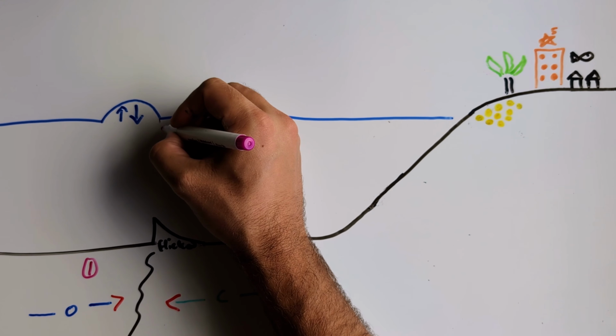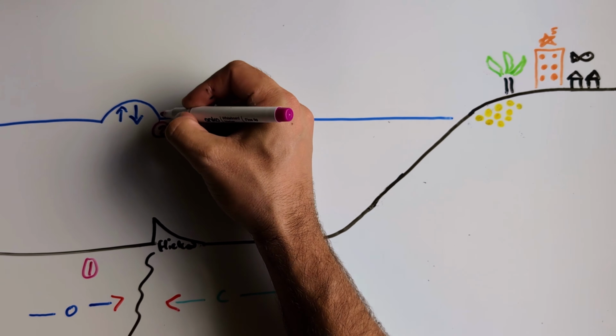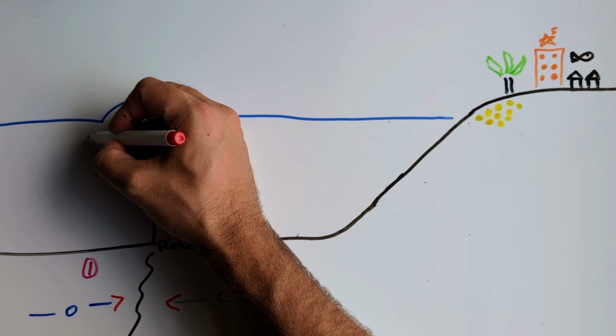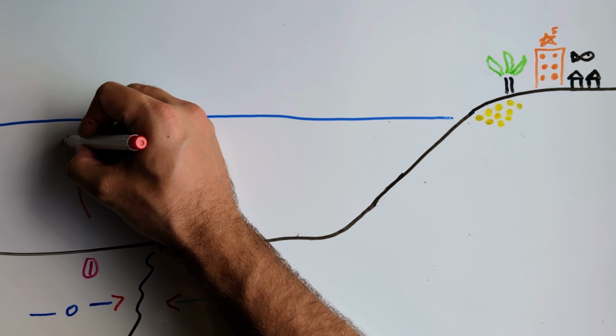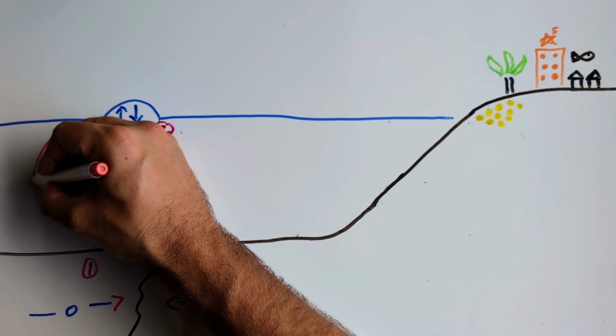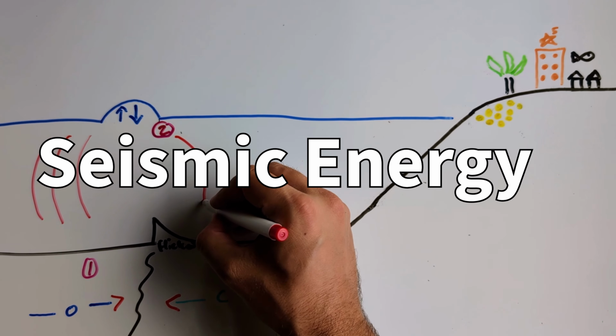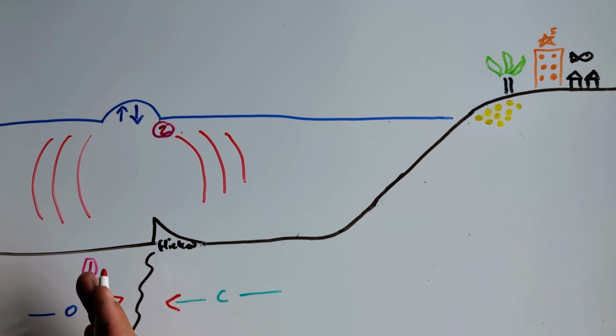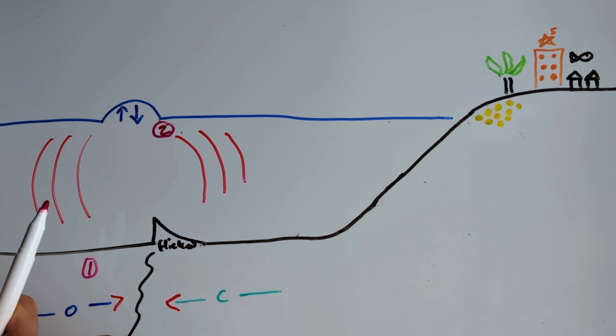So, getting straight into step 2. What's going to happen here is that energy as it comes down is going to move out in all directions. And so, seismic energy is going to move out in all directions from really the epicenter where this earthquake has taken place on the ocean floor.